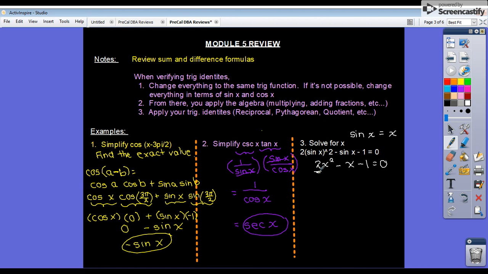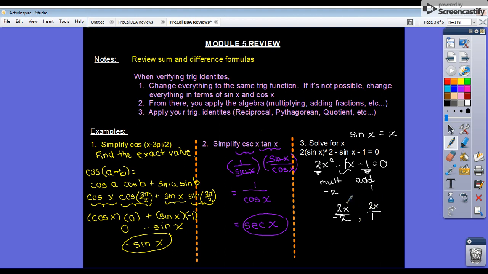So to factor, I multiply first times last, 2 times negative 1. I need two numbers that multiply to be negative 2 and add up to be the middle number, which is negative 1. So those two numbers are going to be negative 2 and 1. Negative 2 times 1 does multiply to be negative 2, and negative 2 plus 1 does add up to be negative 1. So over each one of those numbers, I always put the leading coefficient and x. So I'm going to put 2x over each one of them.